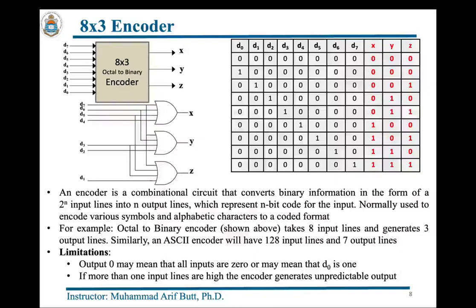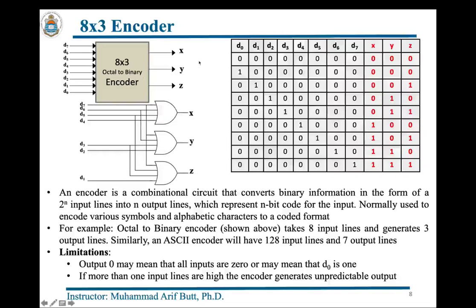Here I have shown you an 8x3 encoder. You all must know that an encoder is a combinational circuit that converts binary information in the form of 2 power n input lines into n output lines. It is normally used to encode various symbols and alphabetic characters to a coded format. An example is the octal to binary encoder, shown above, that takes 8 input lines and generates 3 output lines. Similarly, you might have heard about the ASCII encoder as well, which has 128 input lines and 7 output lines.